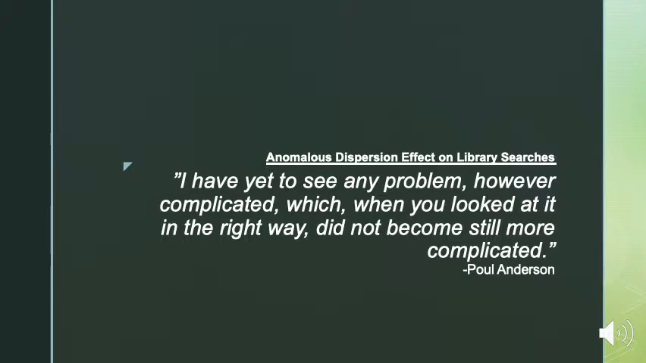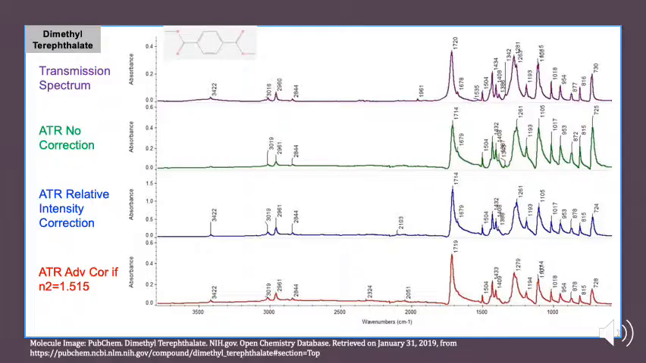Now, I've been noting that the library searches could be affected by the anomalous dispersion effect, but we have to see this effect in action in order to really appreciate it. So here we have a standard of dimethyl terephthalate. Now, what's noticeable here is that the overall shape is generally consistent across IR techniques, but intensity and band location of higher absorbing bands can see some differences, and this is noticeable even in our previous spectrum.